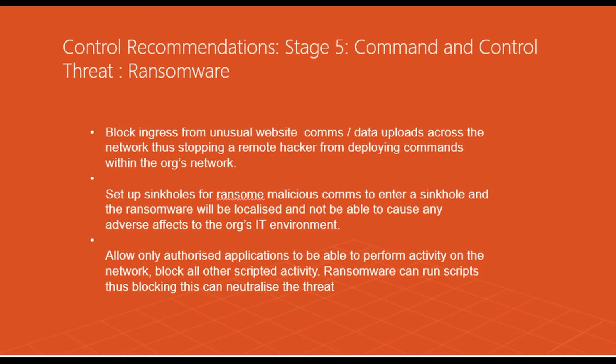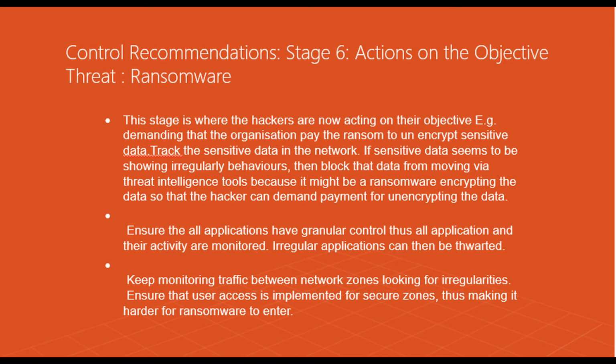Control recommendation stage 5, command and control, on the threat of ransomware. Block ingress from unusual website comms. Set up sinkholes for malicious comms to enter, and the ransomware will be localized there to stop any further effects, and allow only authorized applications to perform activity on the network or block all other scripted activity. Control recommendation stage 6, actions on the objective, on the threat of ransomware.